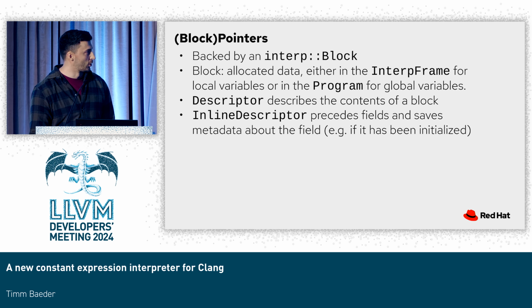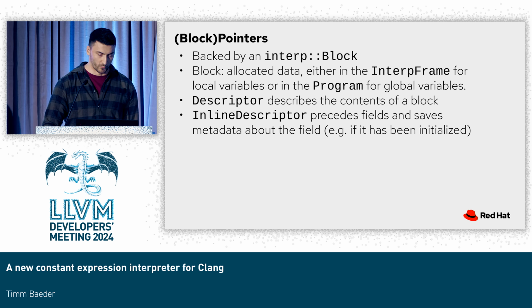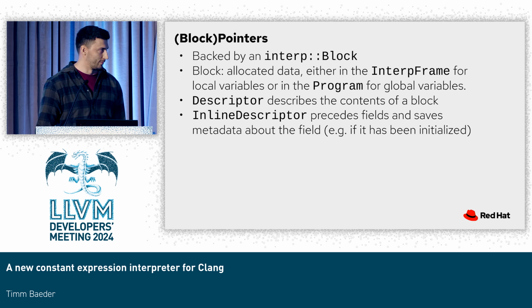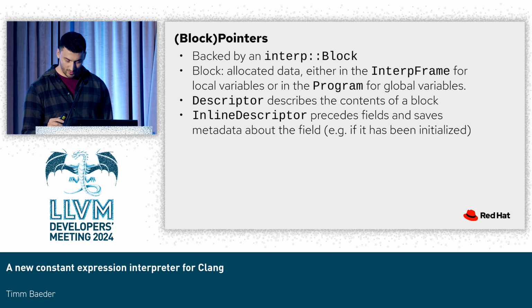To describe the contents of a block, we have what we call a descriptor. And a descriptor gives us all the information we may possibly need about the data inside a block. If it's an array, it gives us the size of the array and the element type. If it's a record, it gives us the record, and so on. And fields are always preceded by what we call an inline descriptor. The inline descriptor then gives us data about the field, like the descriptor for the field, or most importantly, a bit for whether the field has been initialized at all.